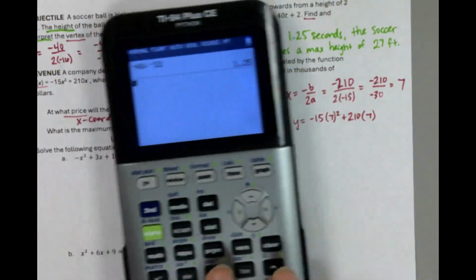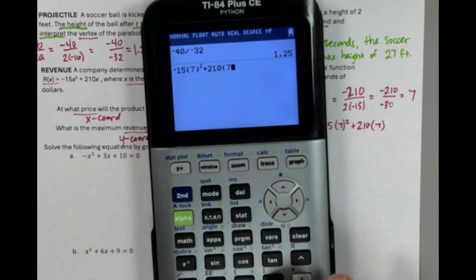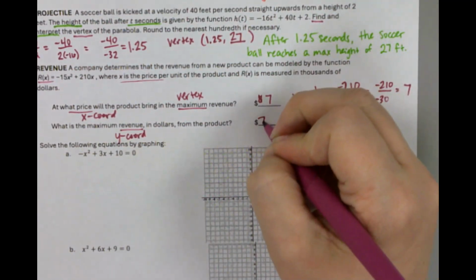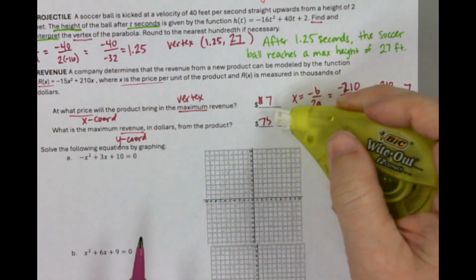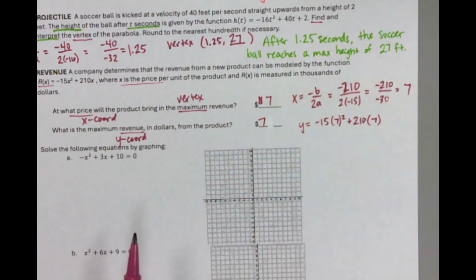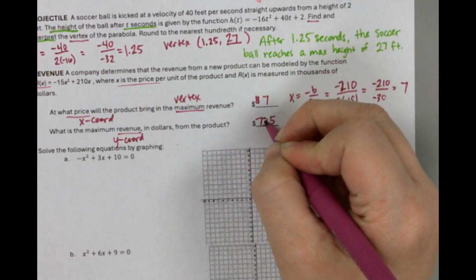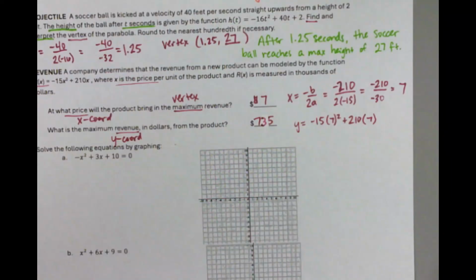Negative 15 times 7 squared plus 210 times 7, and I get 735, where this is measured in thousands of dollars. So what is the maximum revenue? $735,000.